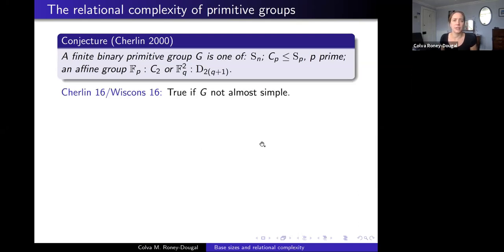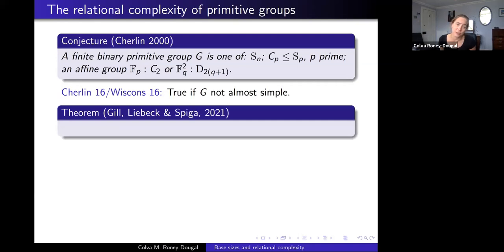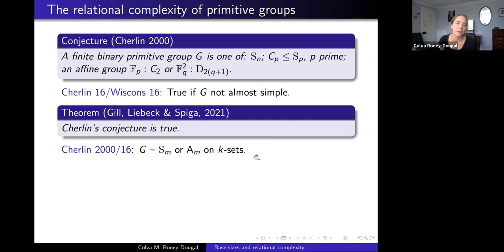Then in 2016, Wiscons and Cherlin reduced to the case of proving this for the almost simple groups G, and then just announced, which is why I wanted to have this in my talk, Nick Gill, Martin Liebeck and Pablo Spiga have just proved Cherlin's conjecture, which is awesome. Yeah, this is really exciting. So we now know exactly what primitive groups G are the automorphism groups of homogeneous relational structures of arity 2, or type 2 if you want to call it that. They're all known.